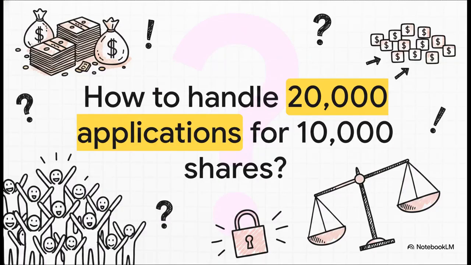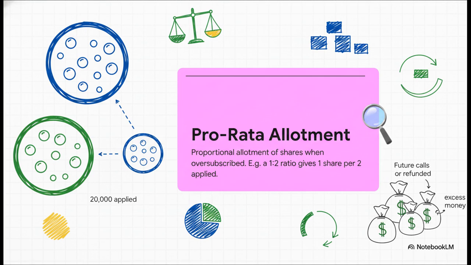Let's test your accounting logic for a second. A company only has 10,000 shares to give out, but the hype is totally real and investors have applied and paid for 20,000 shares. You obviously can't magically create more shares out of thin air. So how on earth do you handle this oversubscription scenario fairly? Well, the solution we use in accounting is called Pro-Rata allotment.